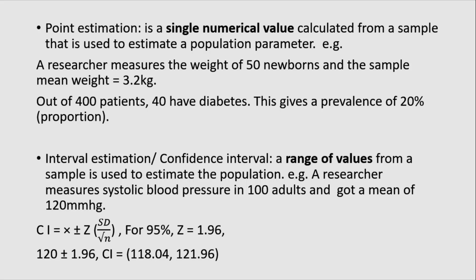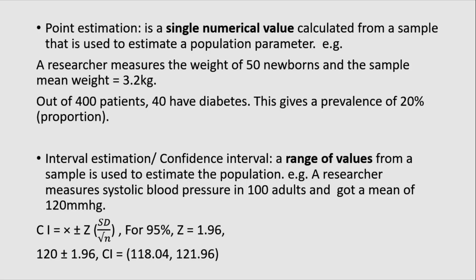So you can now infer that the average weight of newborns in this hospital is 3.2 kg using a single numerical value. That is just what point estimation is about. Another example is you make a research about prevalence of diabetes, and out of 40 patients, you have 8 people who are diabetic, giving you a percentage of 20%. So 20% is that single numerical value. So you can use this to infer or make a guess on what the general population looks like.